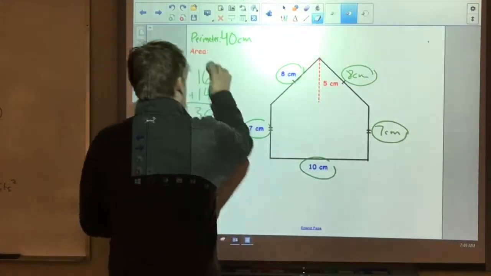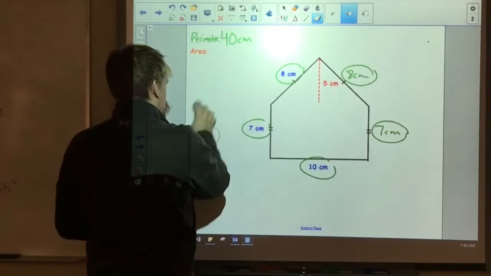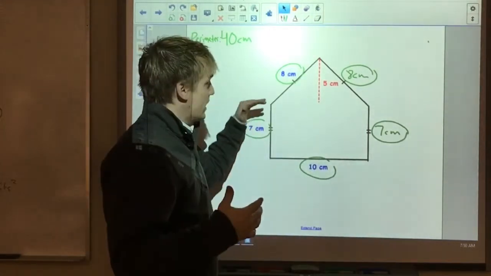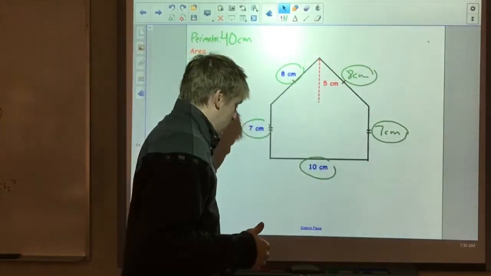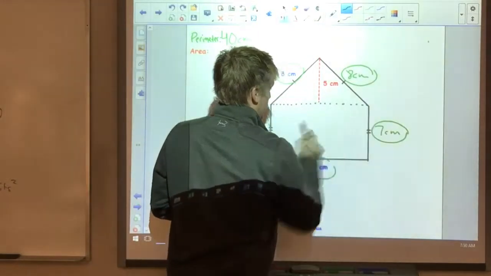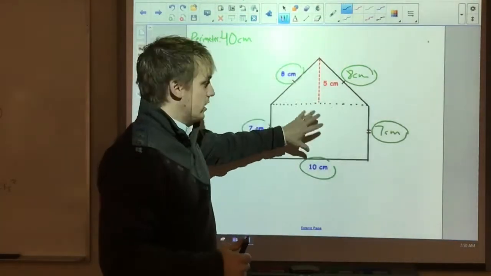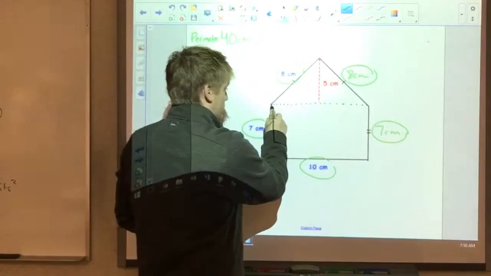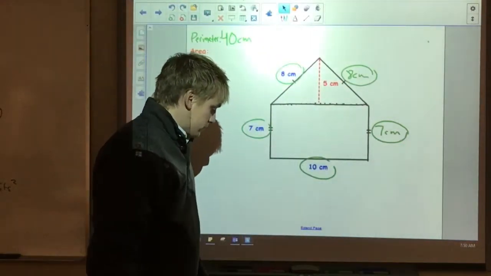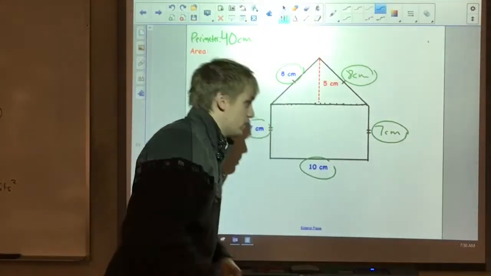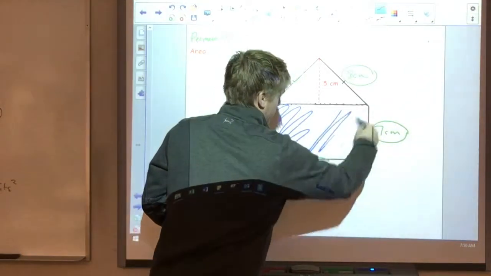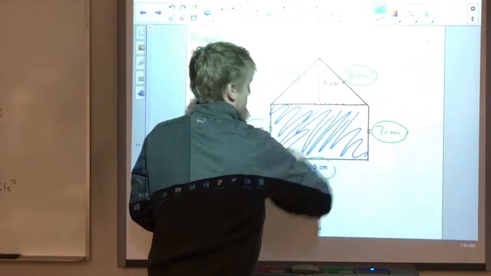Okay, so I'm going to erase this work again so I have some room. Okay, what jumps out at me is that I can, if I draw a line right here, that creates a big triangle and a big rectangle. Okay, a big triangle and a big rectangle. So I'm going to find the area of this rectangle right here.